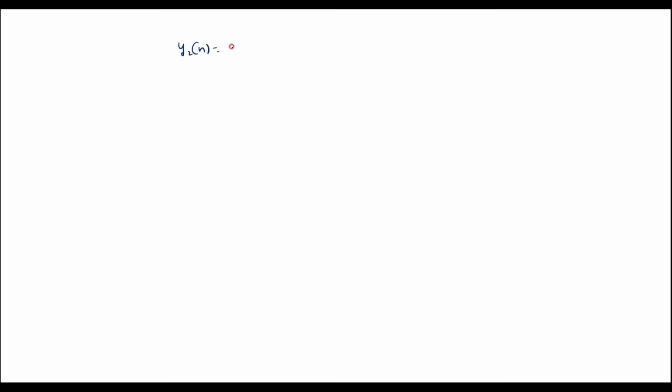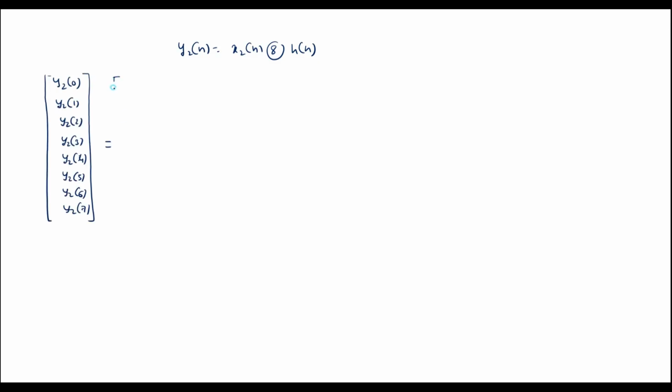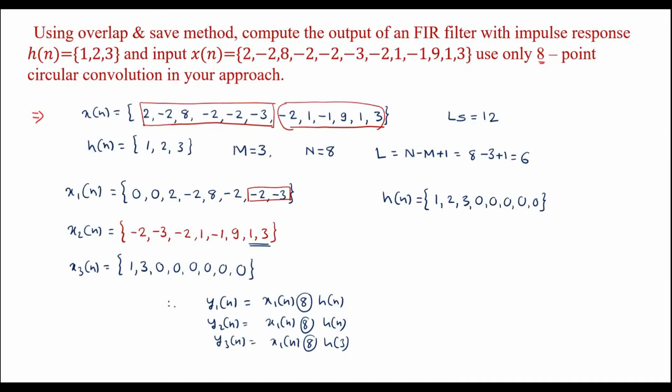Now y2 of n is equal to x2 of n circular convolved with h of n. I'll write the y2 of n sequence first as a column matrix. So now write the x2 of n sequence vertically. Here we can see that the x2 of n values are minus 2, minus 3, minus 2.